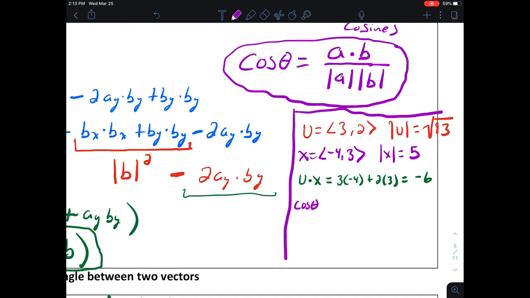Now according to our formula, cosine of the angle in between the two vectors should equal negative 6 divided by 5 times the root of 13. And if I do apply the inverse cosine to that, let's see what we get. So inverse cosine of negative 6 divided by 5 roots of 13.